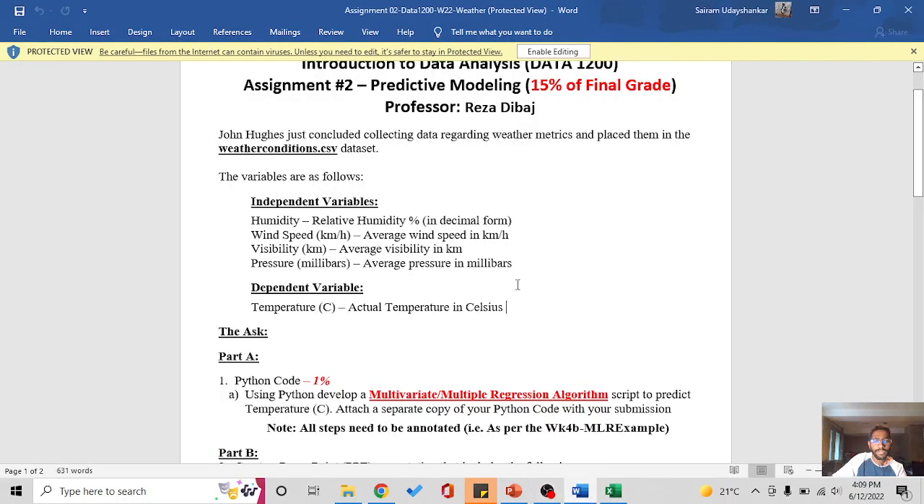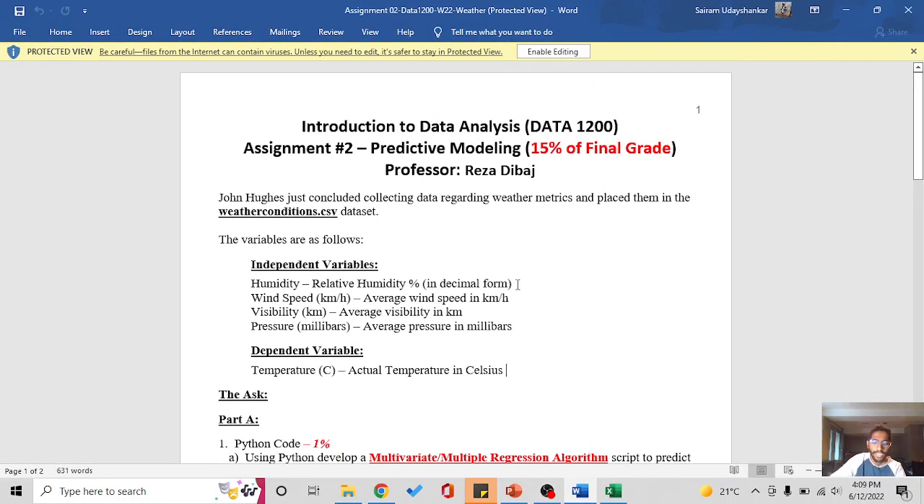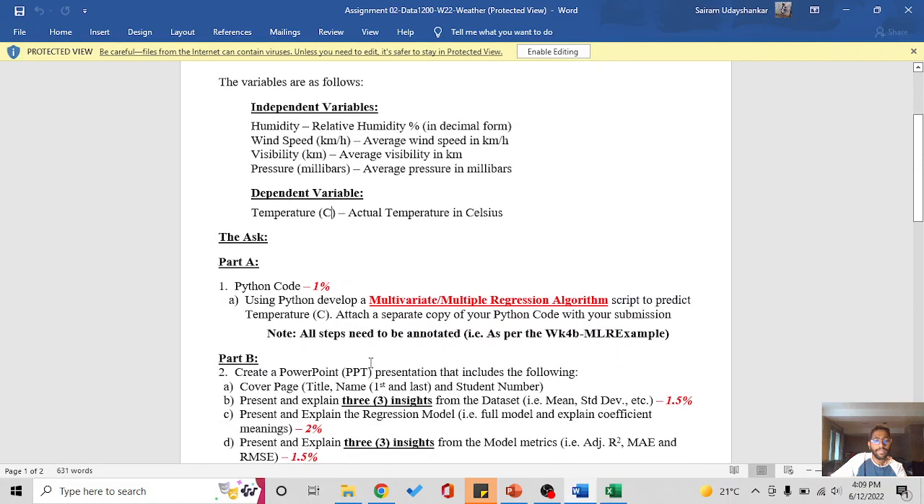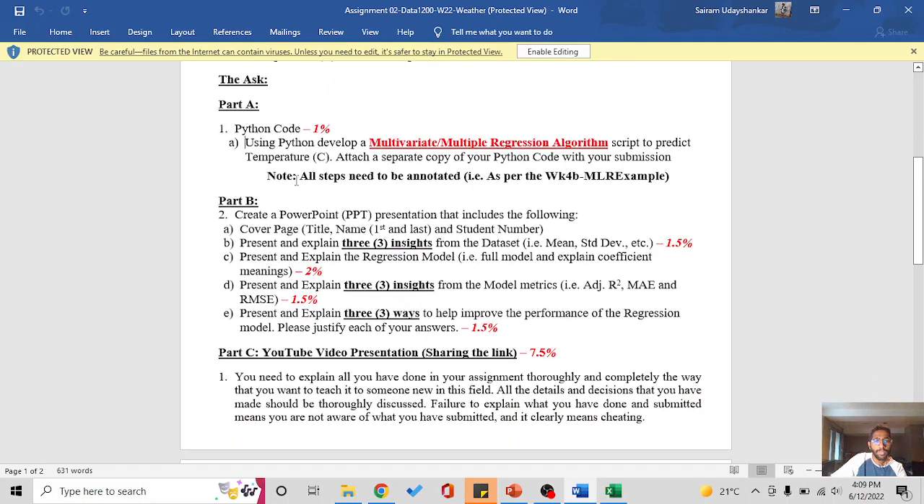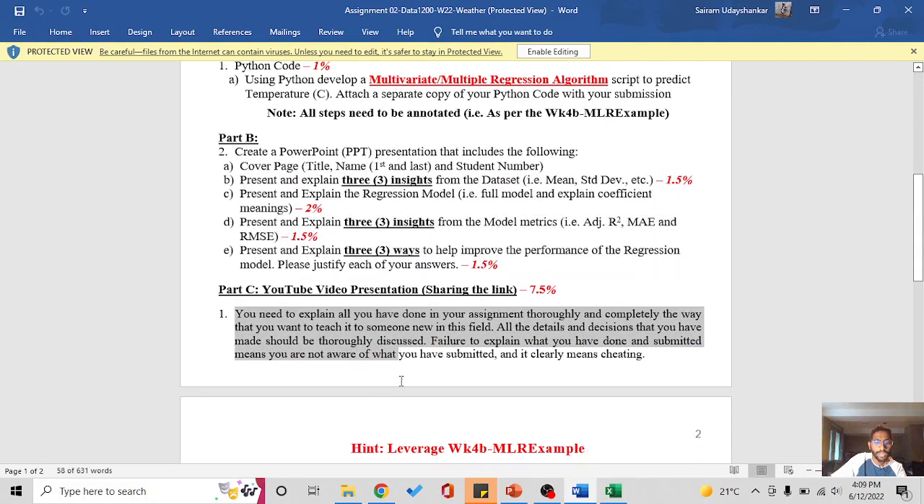Let's understand what we have to do in assignment 2 and how we're going to do it. Going to the question, we are supposed to do predictive modeling, and we have some data related to weather conditions. Here's a brief about the data. We have 4 independent variables and 1 dependent variable, and this is the ask: Python code, PowerPoint, and a YouTube video.